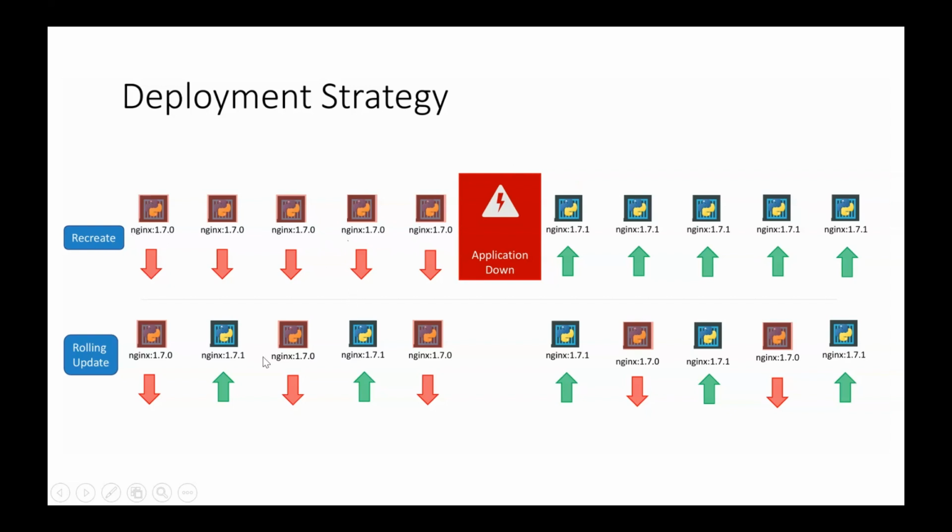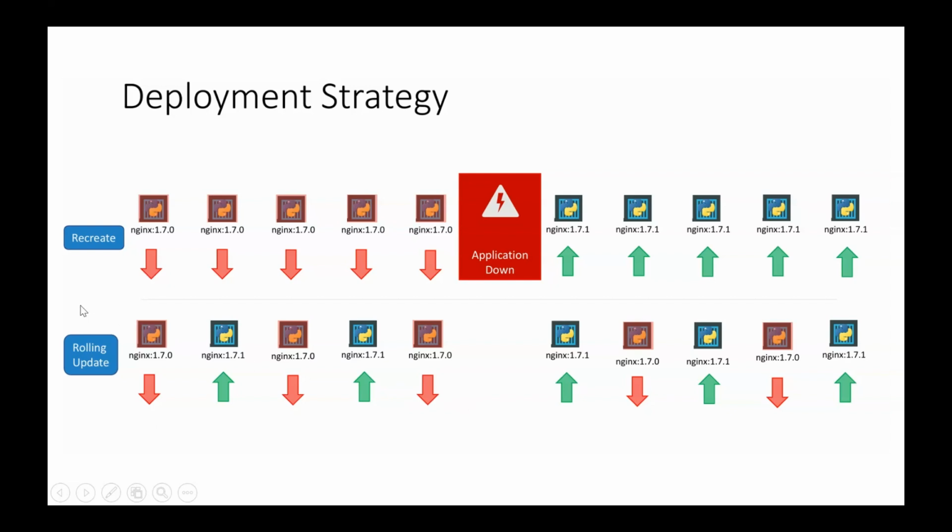So this is not recommended. And the second one is rolling update. Generally this is the default deployment strategy in Kubernetes. If you are not specifying any deployment strategy, this rolling update will be the default.